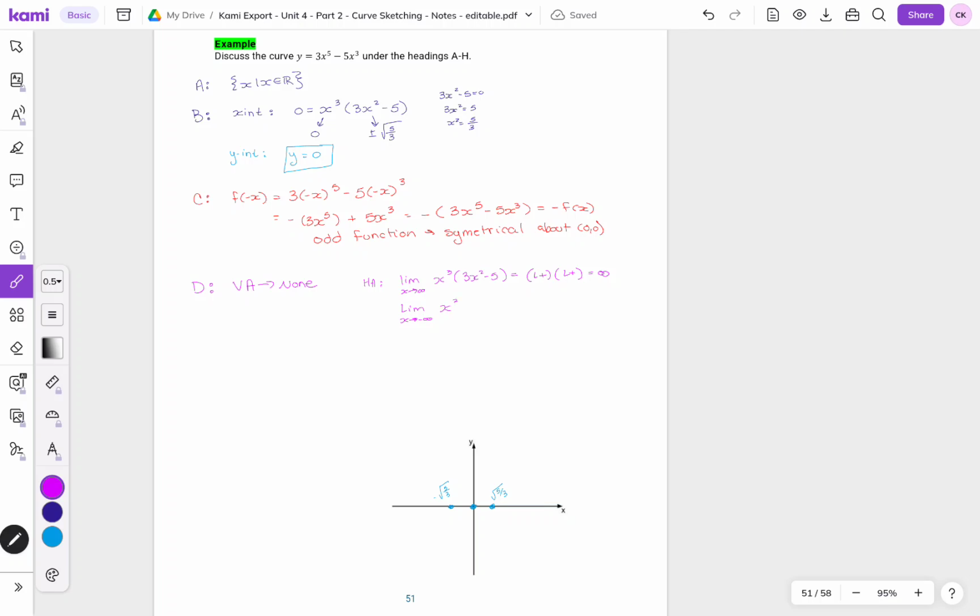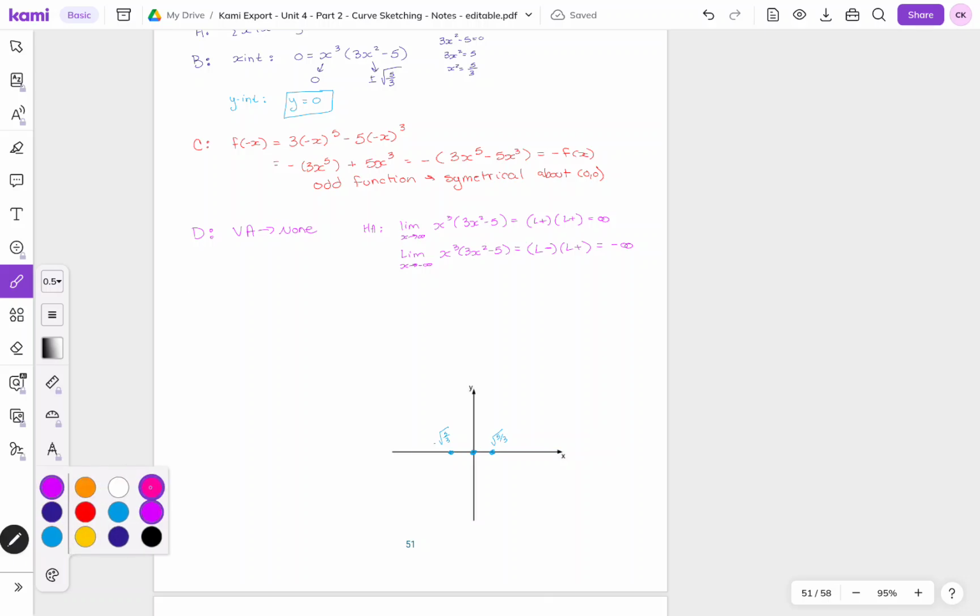Now the limit as x approaches negative infinity of x cubed times 3x squared minus 5. Well, a negative cubed, that's going to be a large negative. This is going to be a large positive. So this side is going to go to negative infinity. So it looks like on the other side, as I'm approaching here, I'm going to go down to infinity, which makes sense because we have to be symmetrical about this origin. So if I'm up on this side, I have to be symmetrical on this side, so I have to go down. All right.